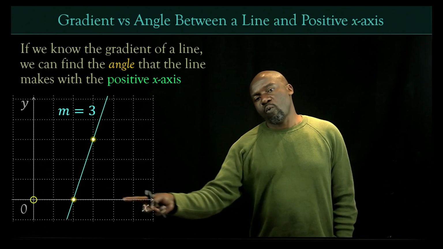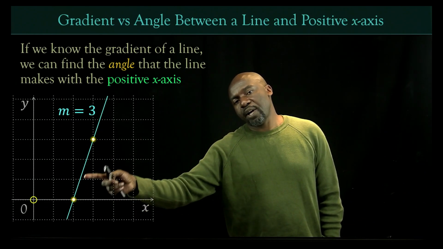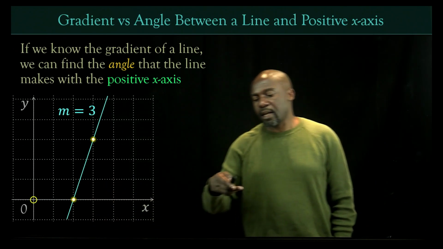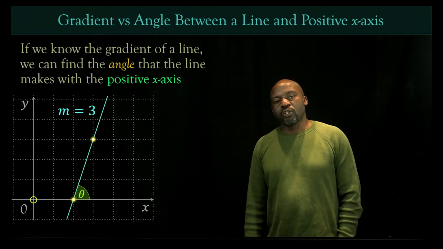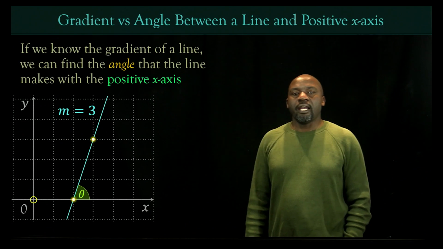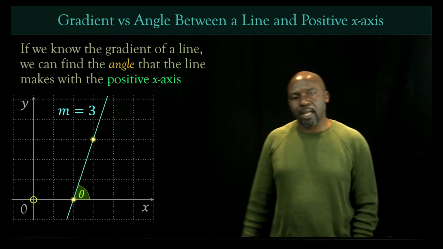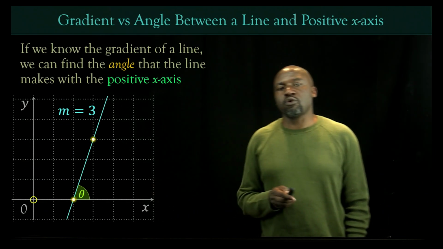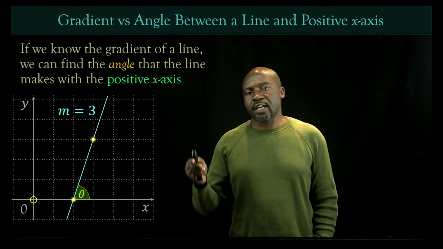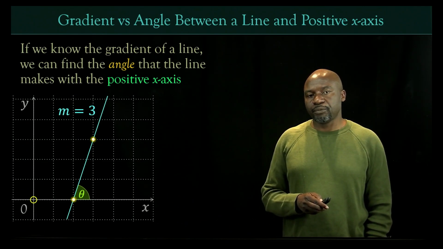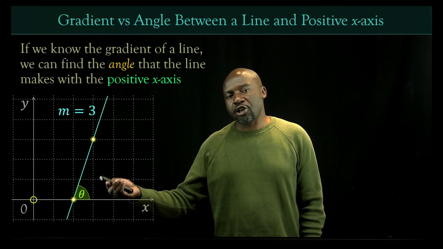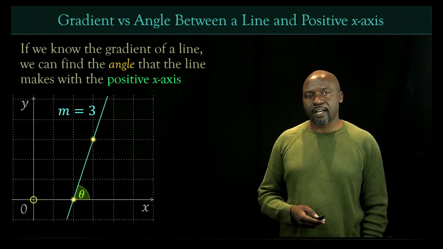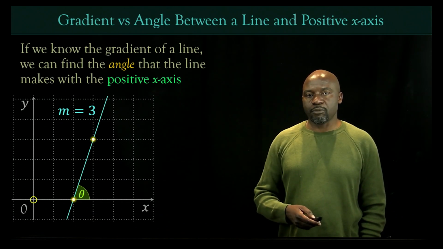If we know the gradient, we can find the angle that the line makes with the positive x direction. So the line is going like that, and it makes an angle here with the positive x direction. If we wanted to find that angle theta, all we need is the gradient of the line. How do we know that? By definition, the definition of gradient turns out to be the same as the definition for the tangent of an angle. The tangent of an angle is defined as the ratio of the opposite to the adjacent. For those who've done a bit of trigonometry, I hope you'll understand this. If you haven't done this, don't worry, you'll come to it shortly.